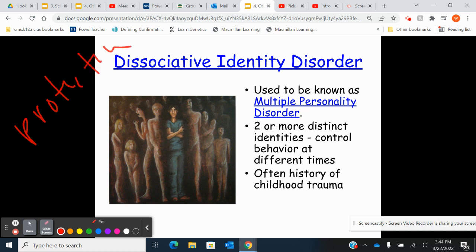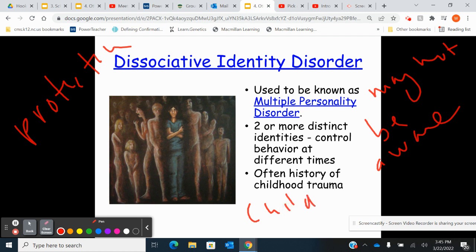They may not be aware of the existence of multiple personalities. And oftentimes, at least one of these personalities is a child. The idea there is that they create a childlike personality, one that might be able to hold on to the memories of being physically or sexually abused as a child.